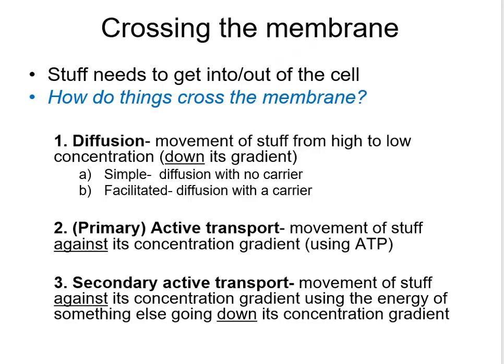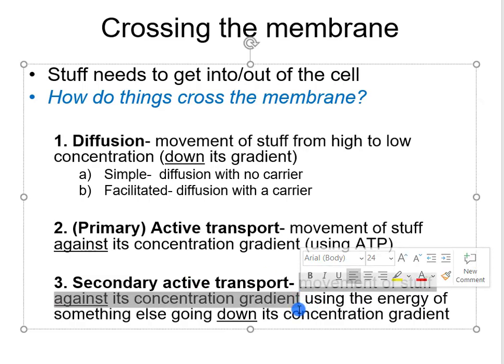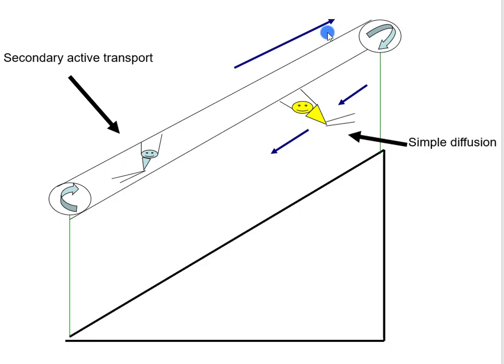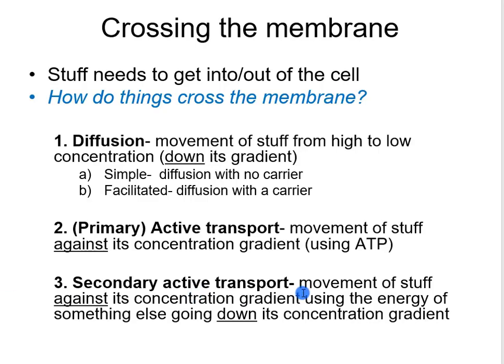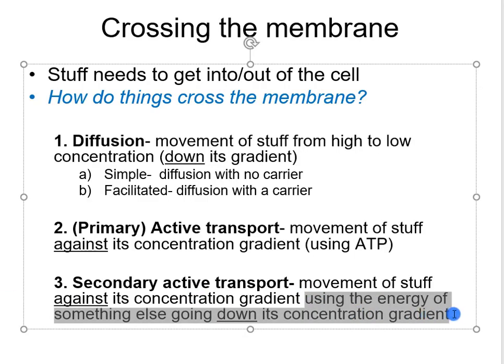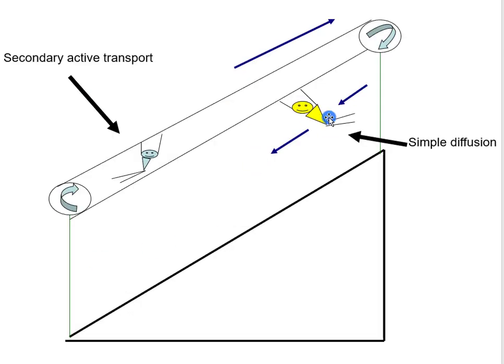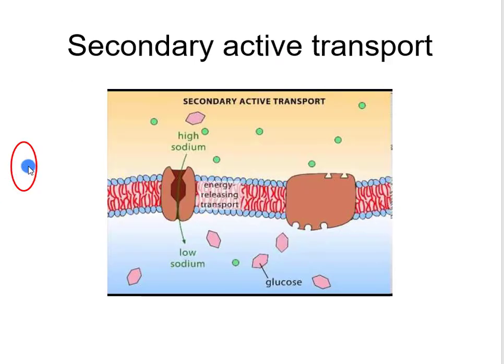So by definition, what is secondary active transport? It's the movement of stuff against its concentration gradient, using the energy of something else going down its gradient. Okay, so that is secondary active transport. Here's an example of secondary active transport.